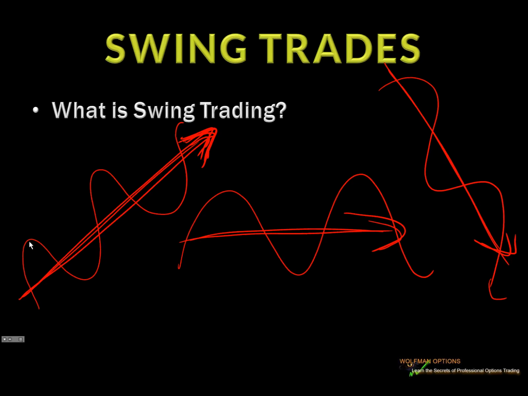Then we need to find the support area and a resistance area for our trend. Support and resistance, that's the second step. Finally, we've got a trend and we've got support and resistance, and we need to find the pattern within the trend.